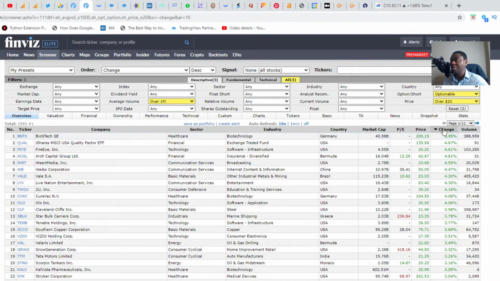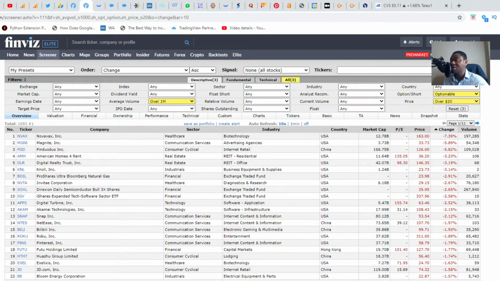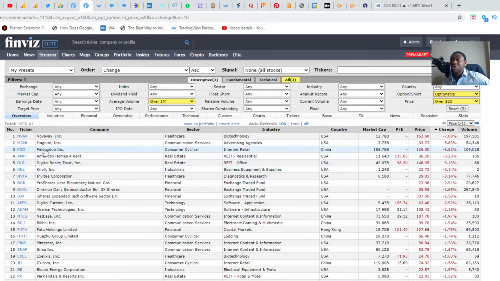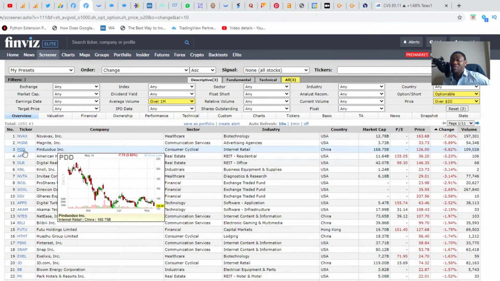So here's the overall market this morning. If I toggle here on the percentage change, I'll find Novavax, a healthcare biotech stock, trending down minus 7%. Pinduoduo is trending down 5%. For the love of me, this has been a very, very difficult stock to trade. I kid you not. So look at the chart here, folks.